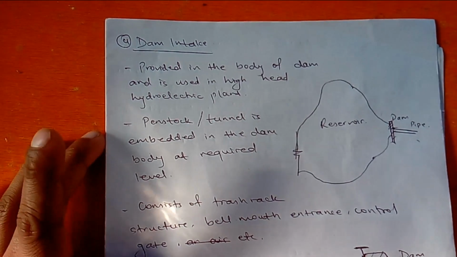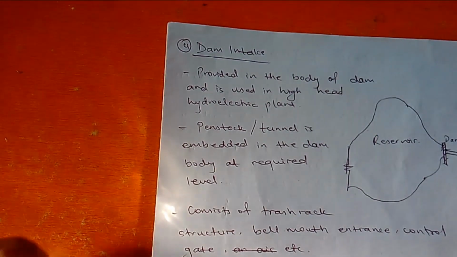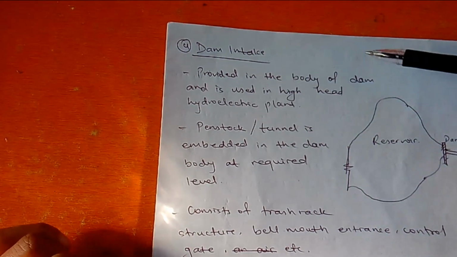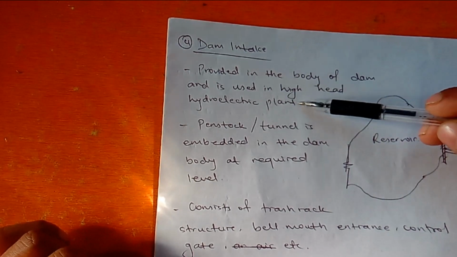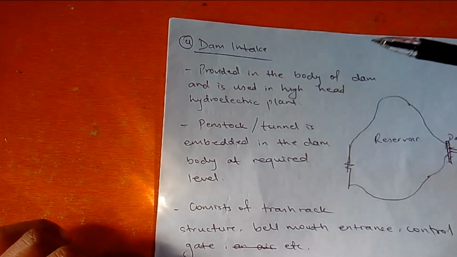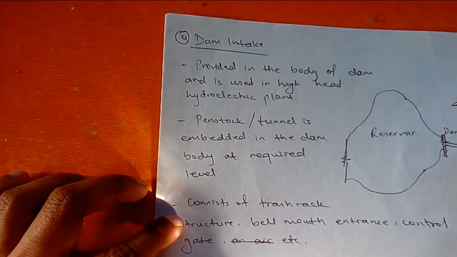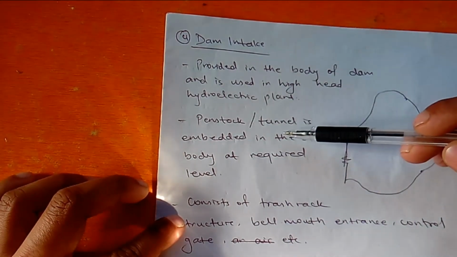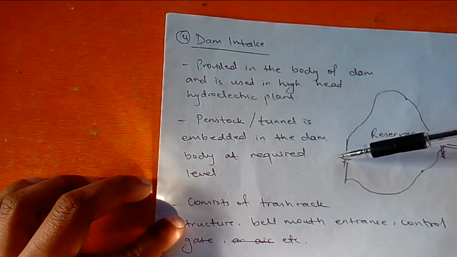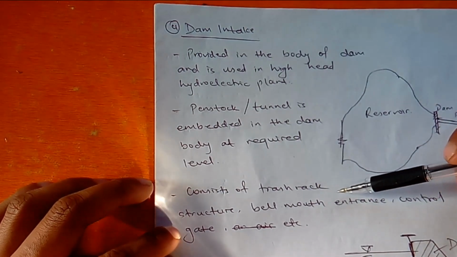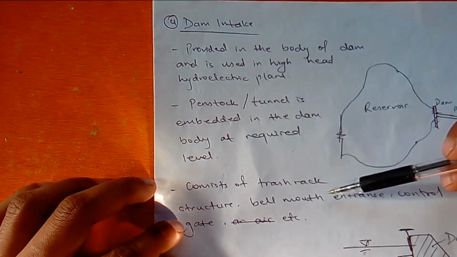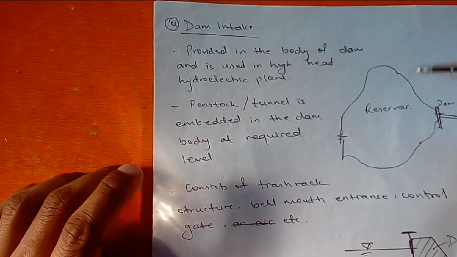So what are the attributes of dam intake? It is provided in the dam body and is used in high head hydroelectric plants. A penstock or tunnel is embedded in the dam body at the required level. It consists of a trash rack structure, bell mouth entrances, control gate, etc.